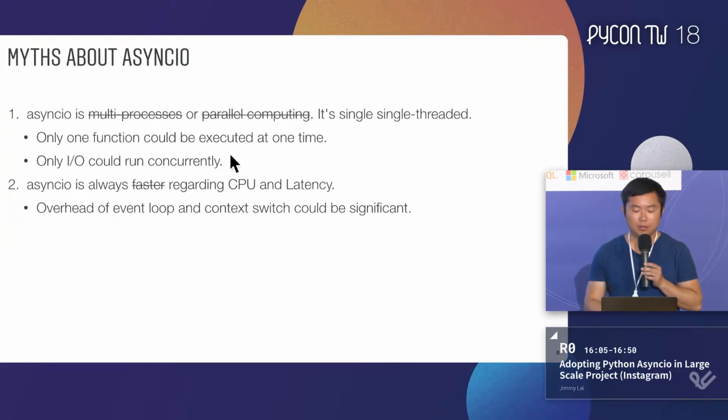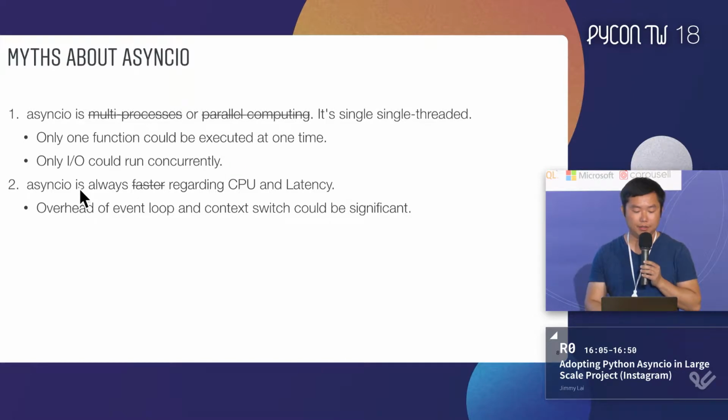And let's talk more about some misunderstandings about async I/O. So first, async I/O is not multi-process. It's also not parallel computing. It's single-threaded. That means at any given moment, only one function can be executed. Only the I/O can run concurrently in async I/O mode.